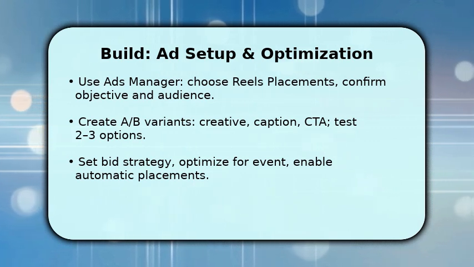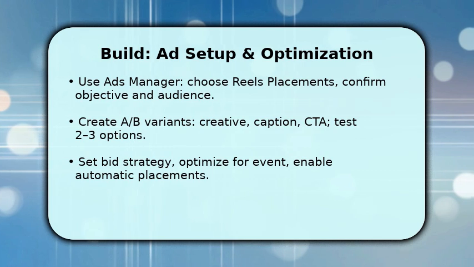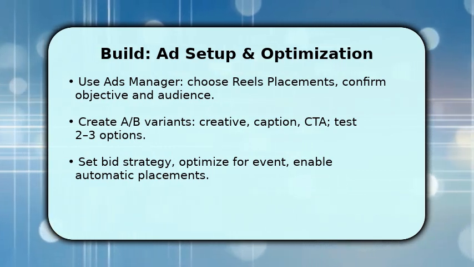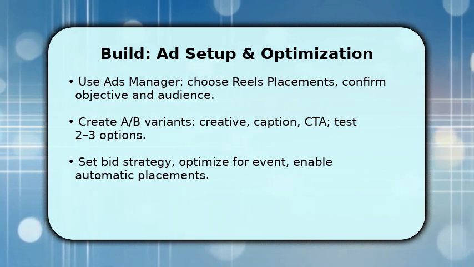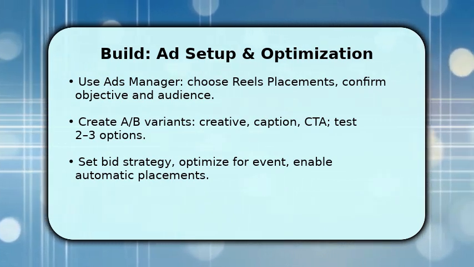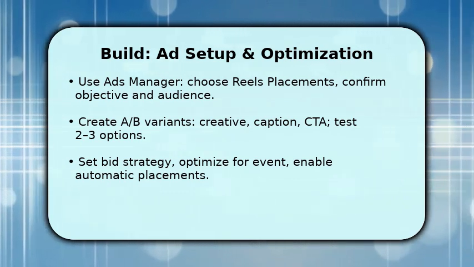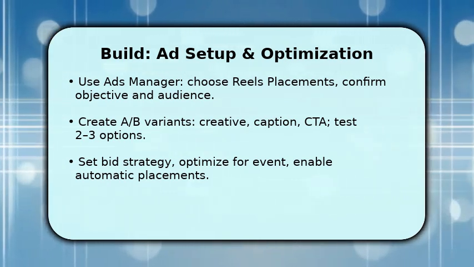Create 2 to 3 creative variants to A/B test different hooks and CTAs, because small changes reveal what drives performance. Set bid strategy and optimization event. Link to conversion if you have pixel data. Make sure to enable automatic placements for broader reach and monitor frequency to avoid ad fatigue.